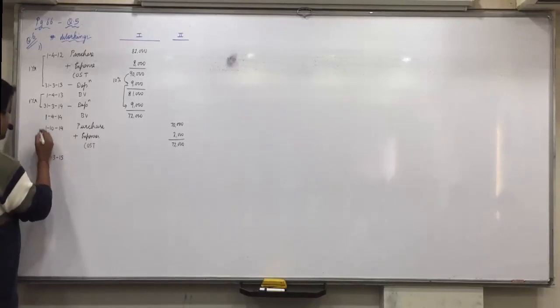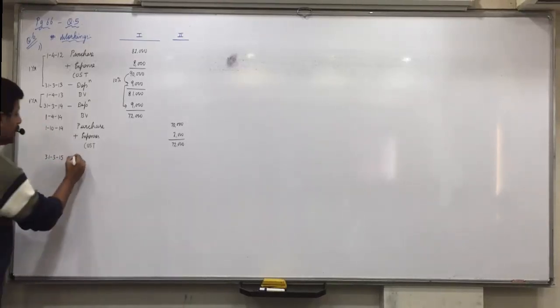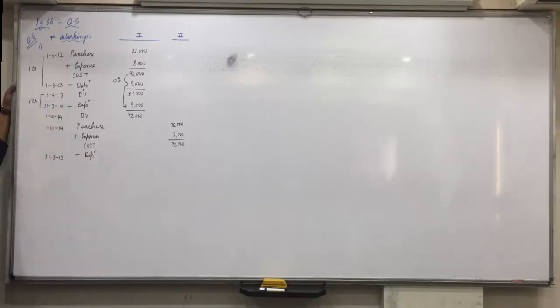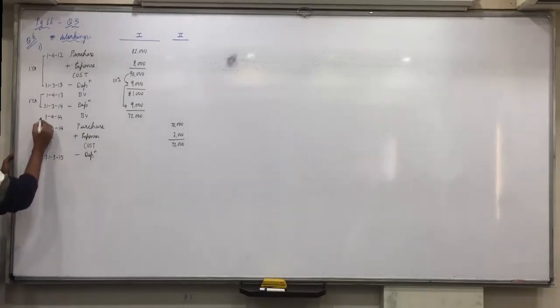So 31/3/15 minus depreciation on both the assets, because the date of sale is also same and year ending is also same. Akash? In first machine minus 9,000, 63,000 is book value on 1/4/15, and in second machine we have used it for 6 months, so 72,000 into 10% into 6 divided by 12, 3,600. Correct. Very good.